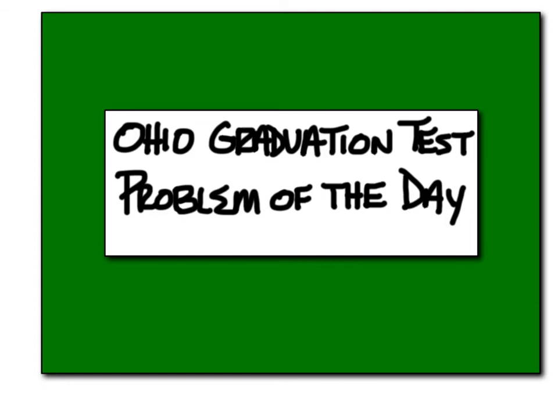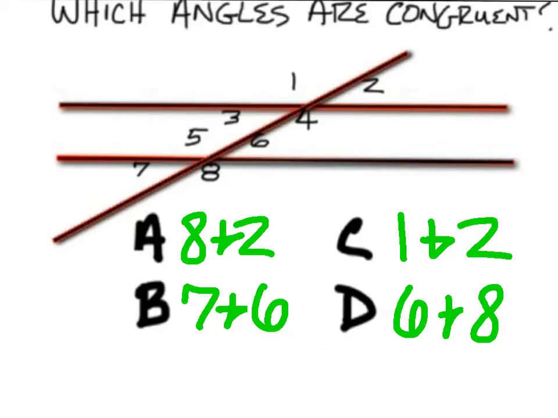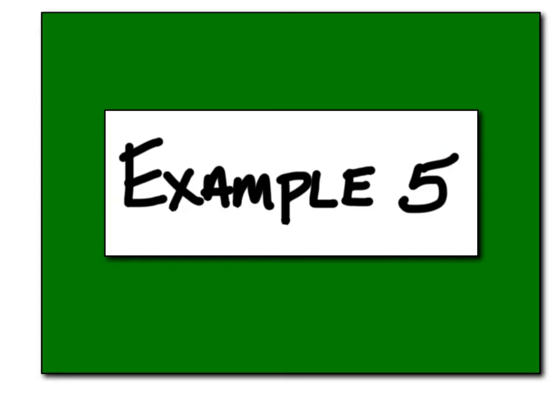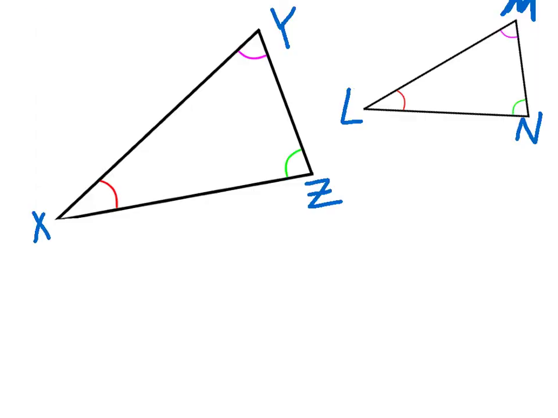Alright, next, extra credit problem number 2. Alright, OGT problem. Alright, answer for the OGT problem is B. Angles 7 and 6 are vertical angles. That means they're going to be equal.